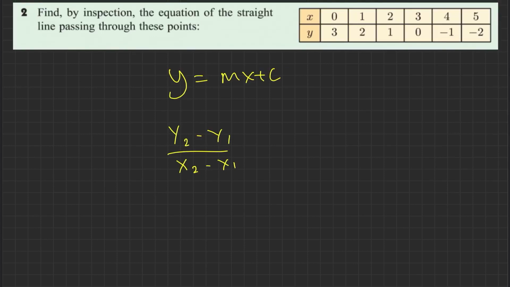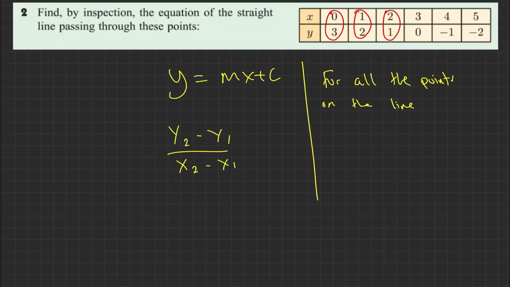So just by inspection, for all the points on the line, we can see that x plus y is equal to 3. They're always equal to 3. So we can write this down then. For all the points on the line, the x plus y coordinate equals 3.